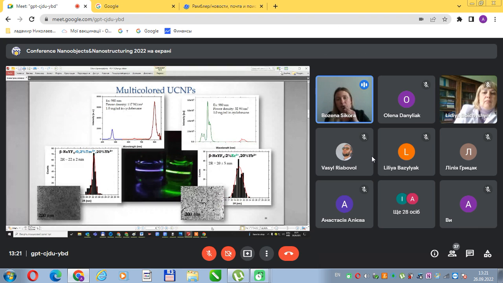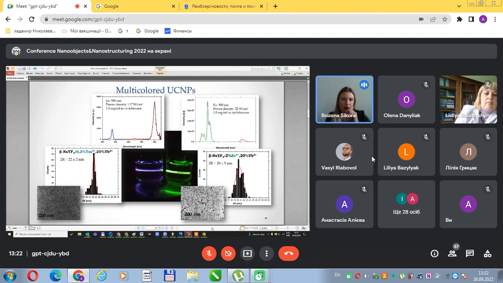And we obtained multicolored upconverting nanoparticles depending on the rare earth ion doping. When we doped our nanoparticles with thulium and ytterbium ions, we obtained blue, red, and infrared luminescence after 980 nanometers of excitation. When we doped our nanoparticles with erbium and ytterbium ions, we obtained green and red light after 980 nanometers of excitation.